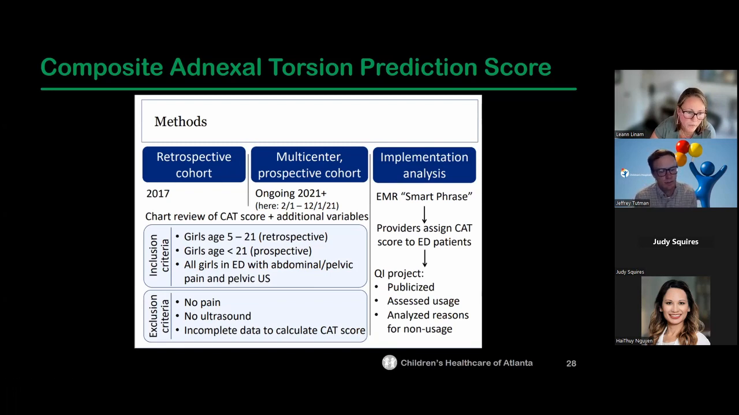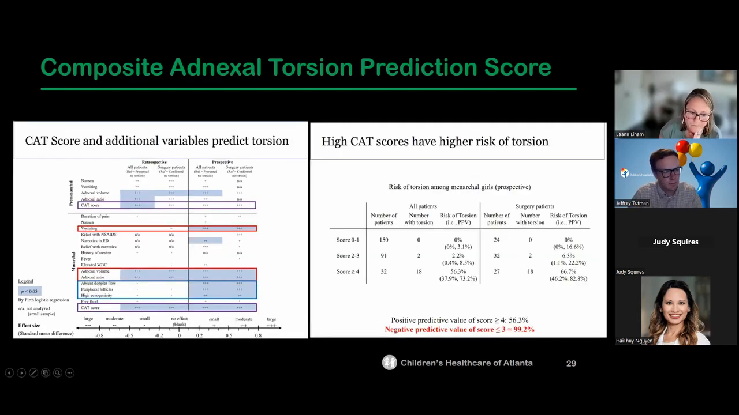That was the retrospective. And we are continuing this prospectively with a couple other institutions. Jeffrey is working with us, and then I believe Salt Lake Children's, because that's where our gynecologist is now. But we're prospectively looking at this, and we found that it is in fact predictive of torsion.